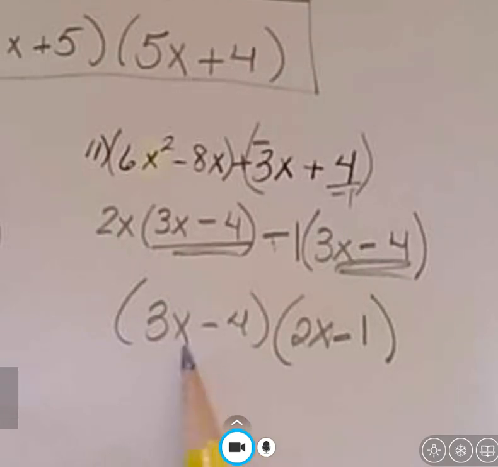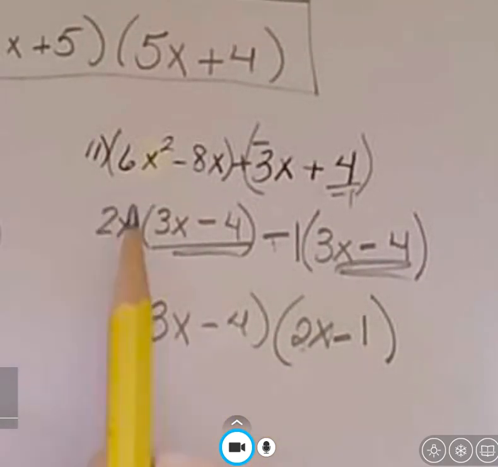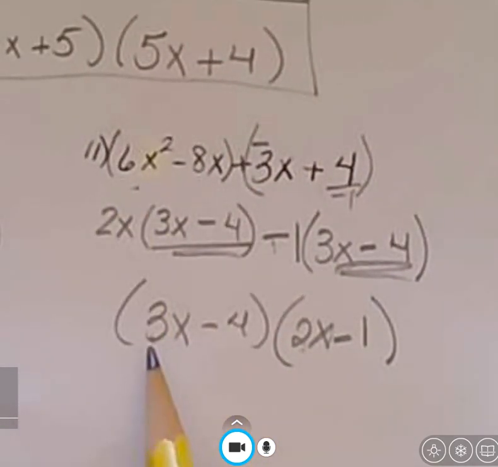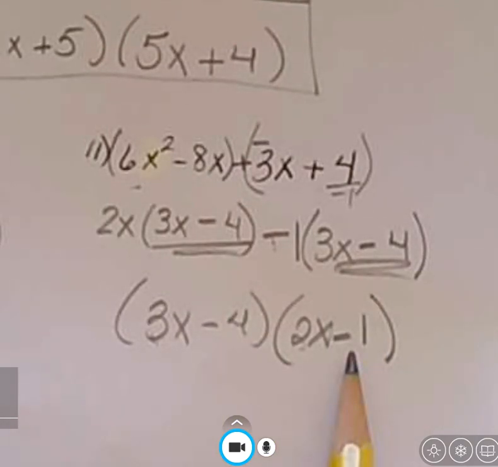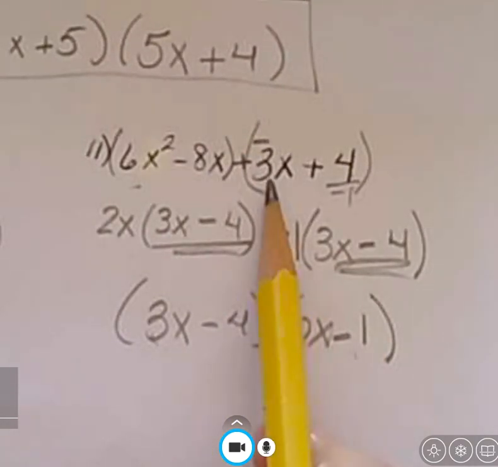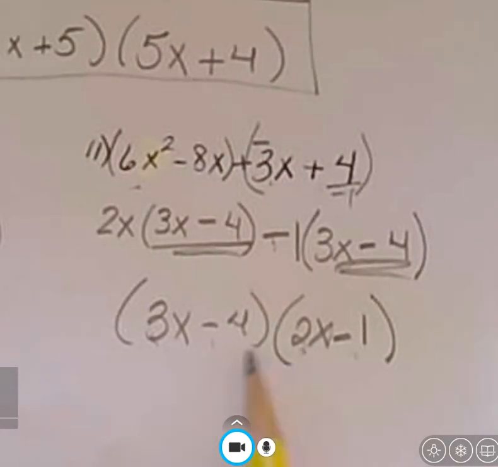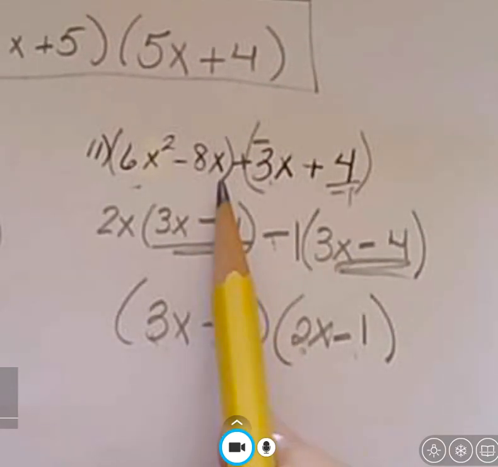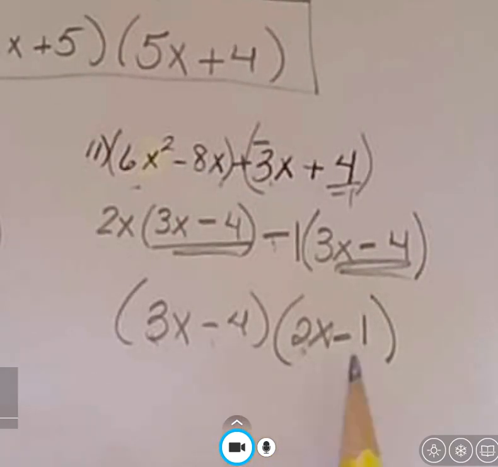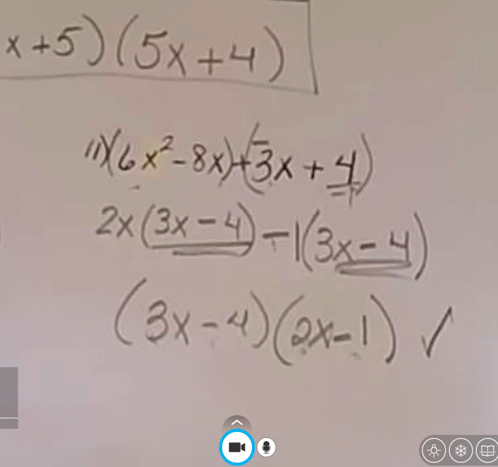Double check real quick. This times this, that's your 6x squared. Positive times a negative, that's negative 3x. There it is. That's the negative 3x. Negative times a positive, that's negative 8x, right there in the middle. Negative times a negative is positive 4. And there it is. And that's how to factor by grouping.